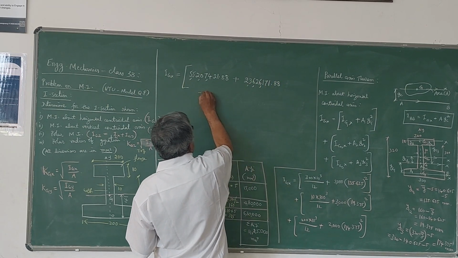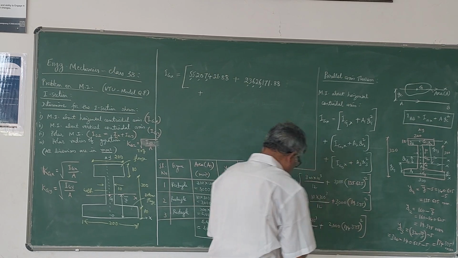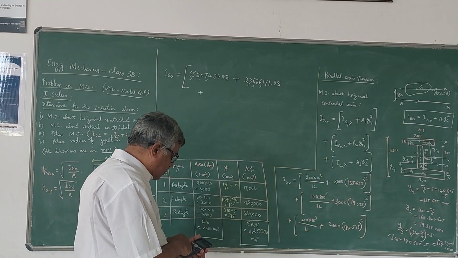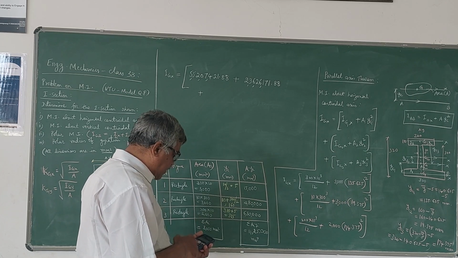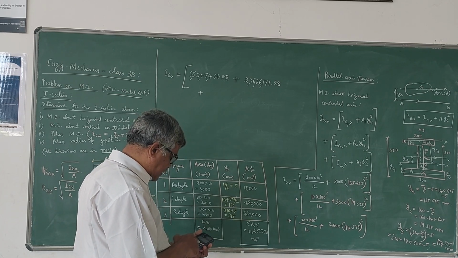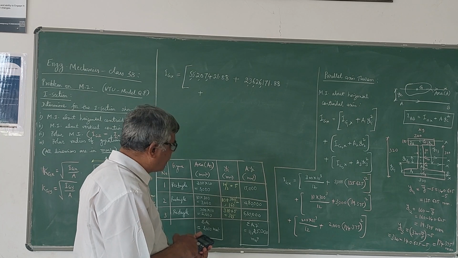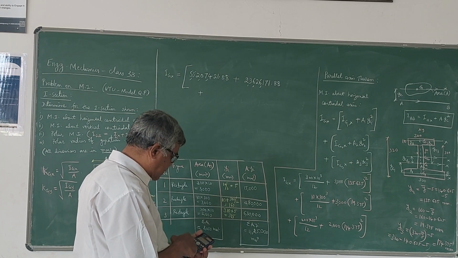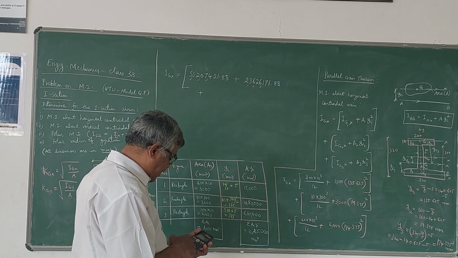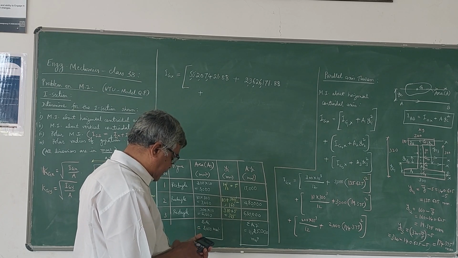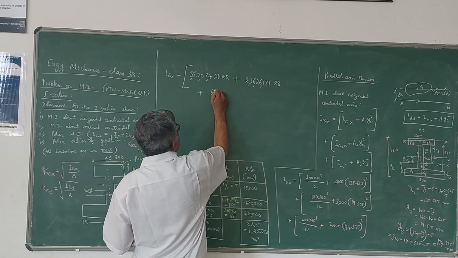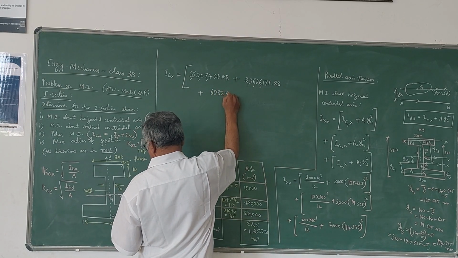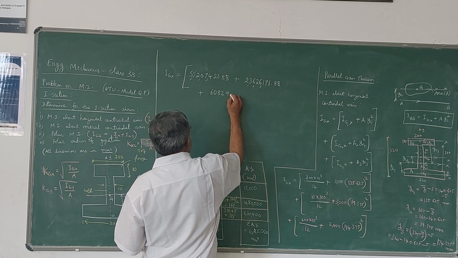Next, the third value. 200 into 10 cube, which is 1000, divided by 12 plus 2000 into 174.375 square. That value is 60829947.93.